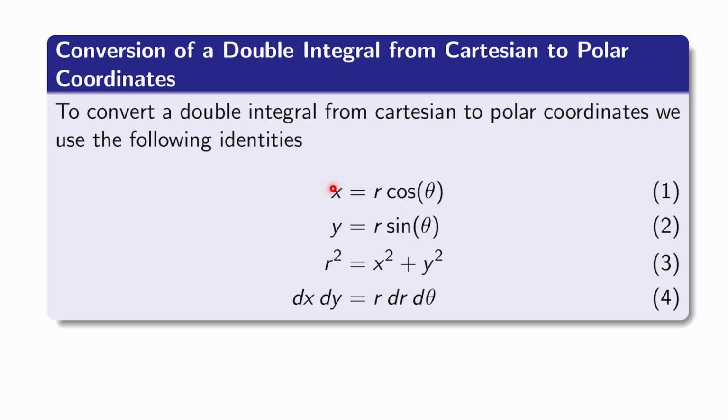Wherever we see x, we are going to substitute r cosine of theta. Also, wherever we see y, we are going to substitute r sine of theta. And x squared plus y squared will now give us r squared. And finally, dx dy will be equal to r dr d theta. So with this in mind, we can now solve some examples.